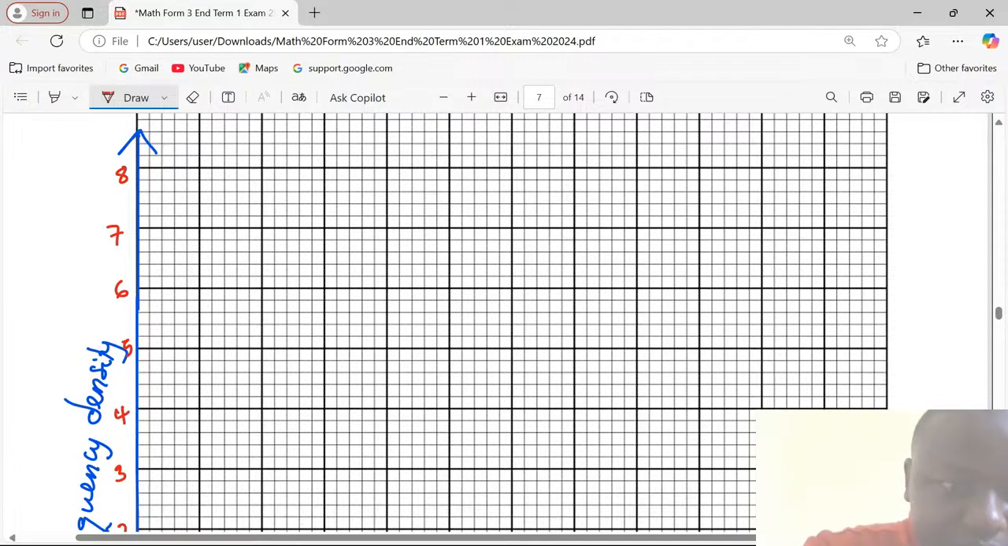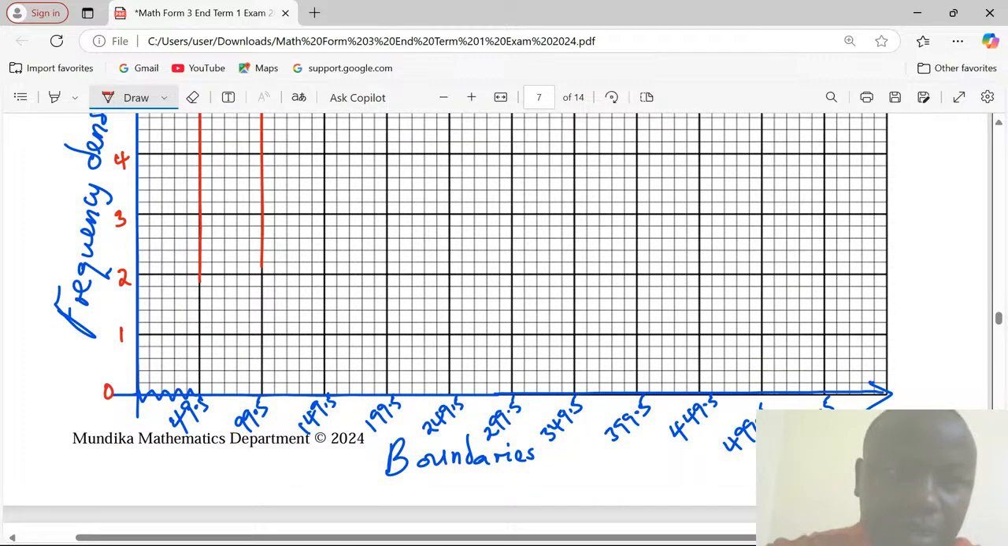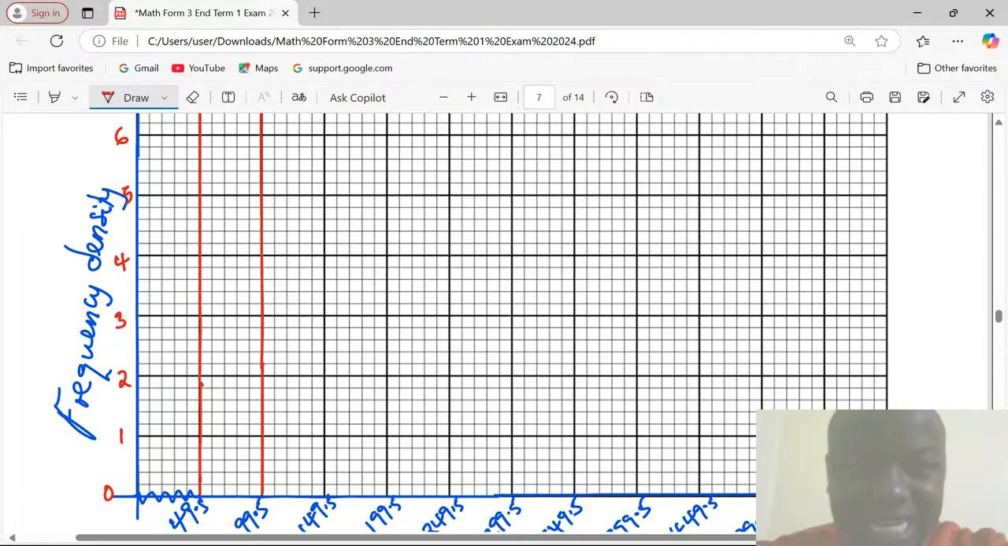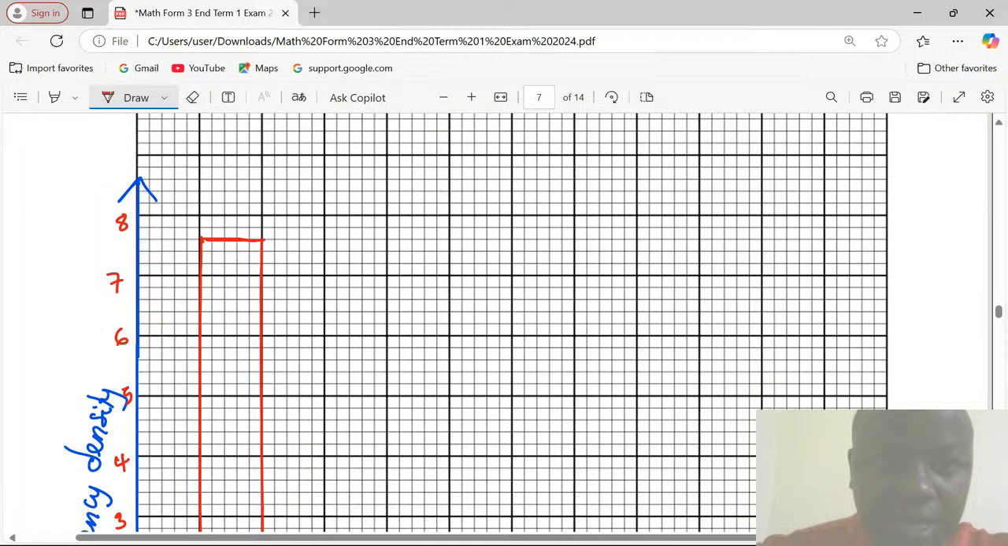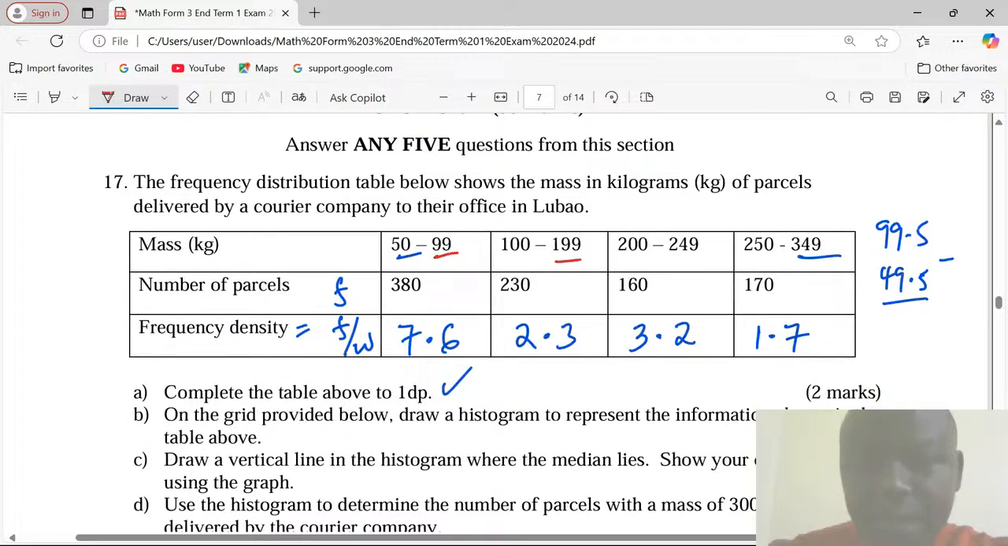Yeah. So now in the first one, 49.5 to 99.5, the height will be 7.6. So 7.6 will be at this point. That will be the height. So this will be the bar, like that.